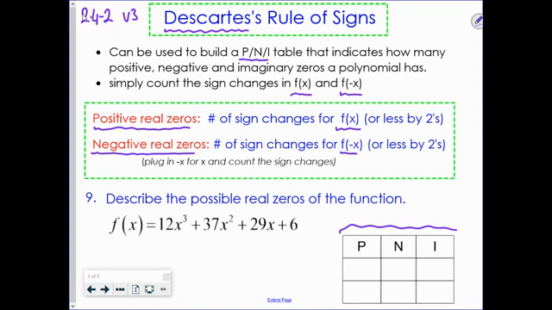Now, what this all "less by 2" means. If you count the sign changes and it changes from a positive sign to a negative sign to a positive sign to a negative sign, if there were 5 changes, say you counted 5, you've got to consider everything that's less by 2's. You could have, say, 5 positive real zeros, or 2 less than that would be 3, or 2 less than that would be 1. So you could get 5 or 3 or 1.